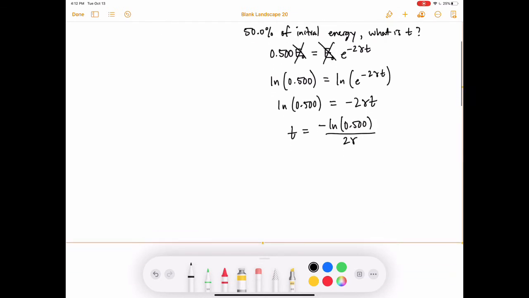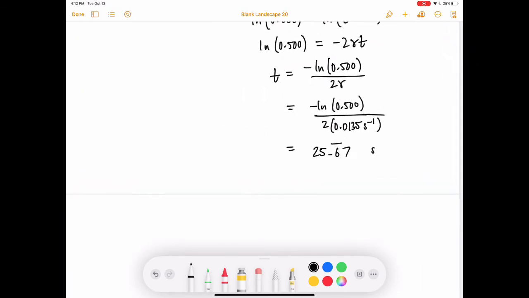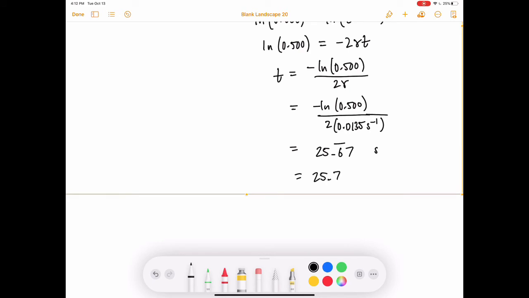So we have minus natural log 0.500 divided by 2 times gamma, which is 0.0135 inverse seconds. So seconds goes to the top. So we have an amount of time in seconds. And if you calculate this, you'll get 25.67 seconds, which rounds to about 25.7 seconds. So after 25.7 seconds, this oscillator, the energy has been reduced to 50% of its initial energy.